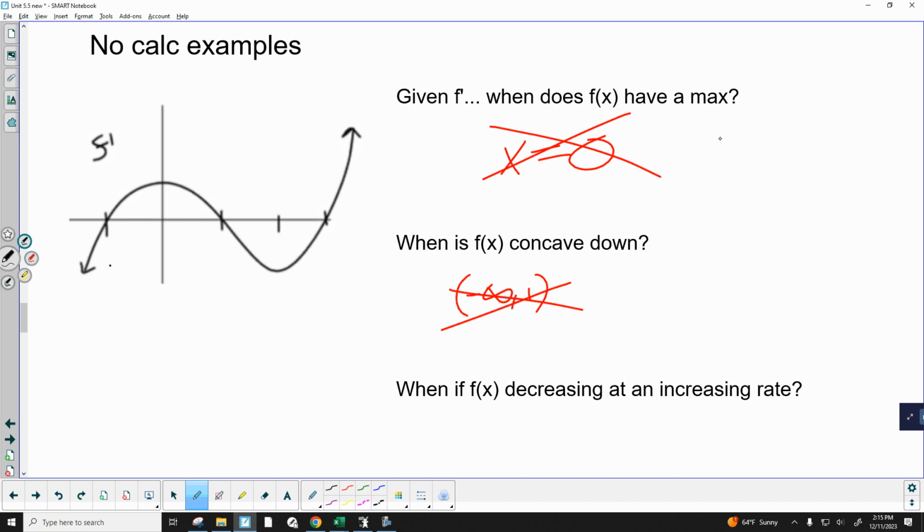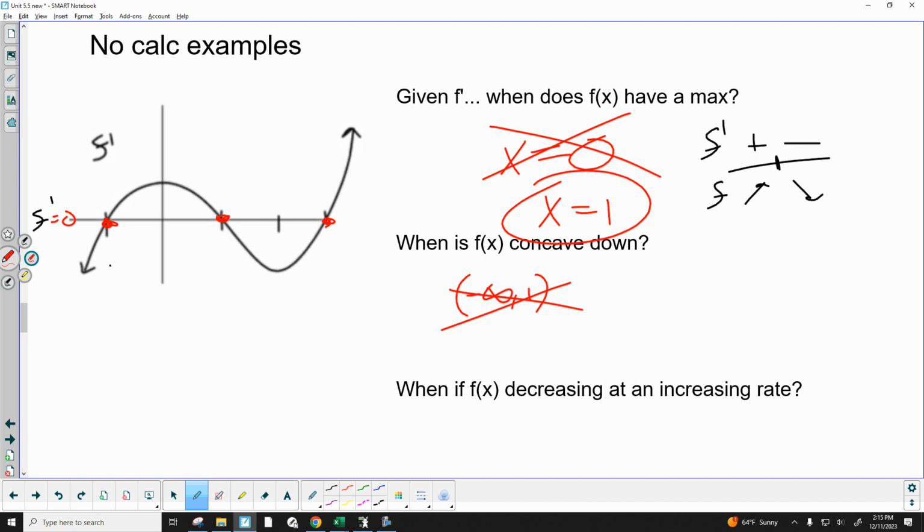F has a max when F goes up then down. That's when F prime changes sign from positive to negative. Where does F prime change sign? Typically at zeros. F prime equals 0 when it crosses the x-axis. We just found zeros. When does F prime change from positive values to negative values? At 1. When F prime changes sign from positive values to negative values, F has a max.